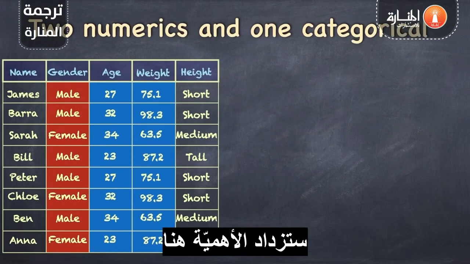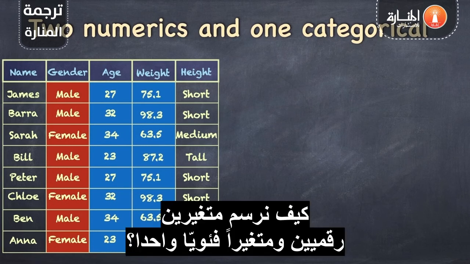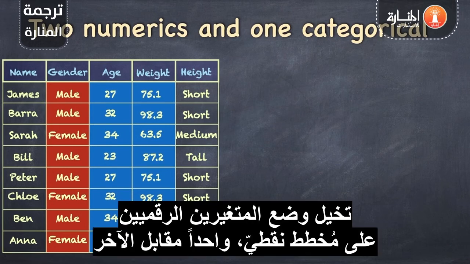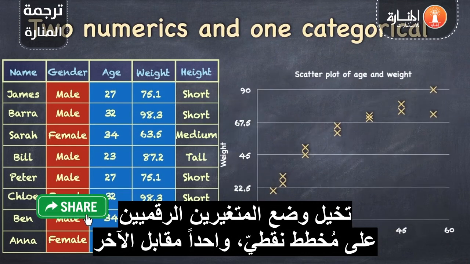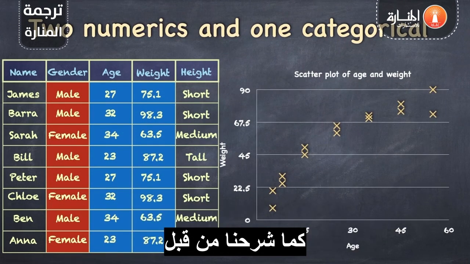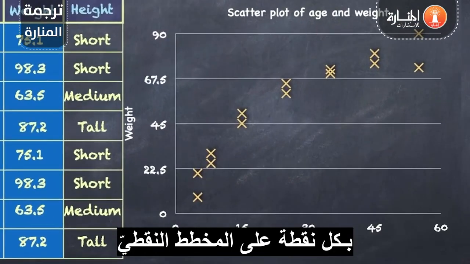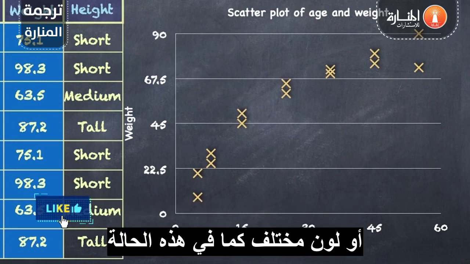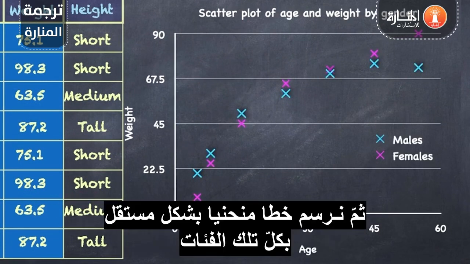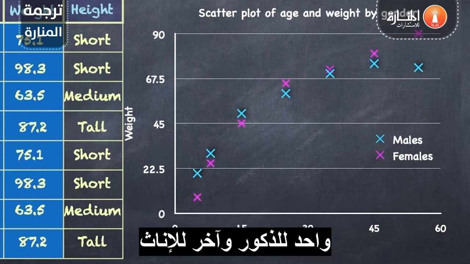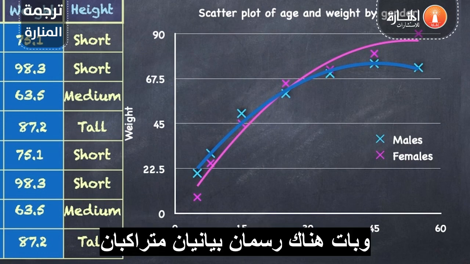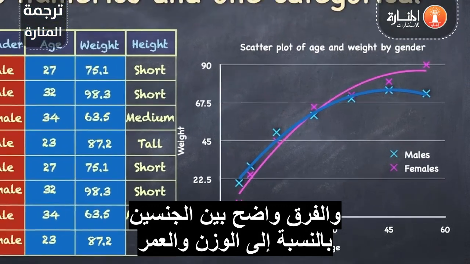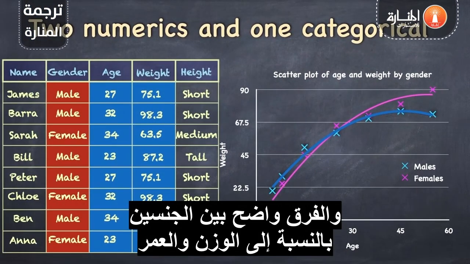Now things are about to get interesting. How would we plot two numerics and one categorical variable? Well, first of all, just imagine plotting your two numeric variables one against each other on a scatter plot in the way that we've described already. Now, for each of the points on the scatter plot, we use the categorical variable to assign them into a different group, or in this case, maybe a different color. Then of course we can also draw a trend line independently through each of those categories, one for males and one for females, and voila, we can see two graphs superimposed upon one another, and we can see the difference between the genders with respect to the relationship between age and weight.